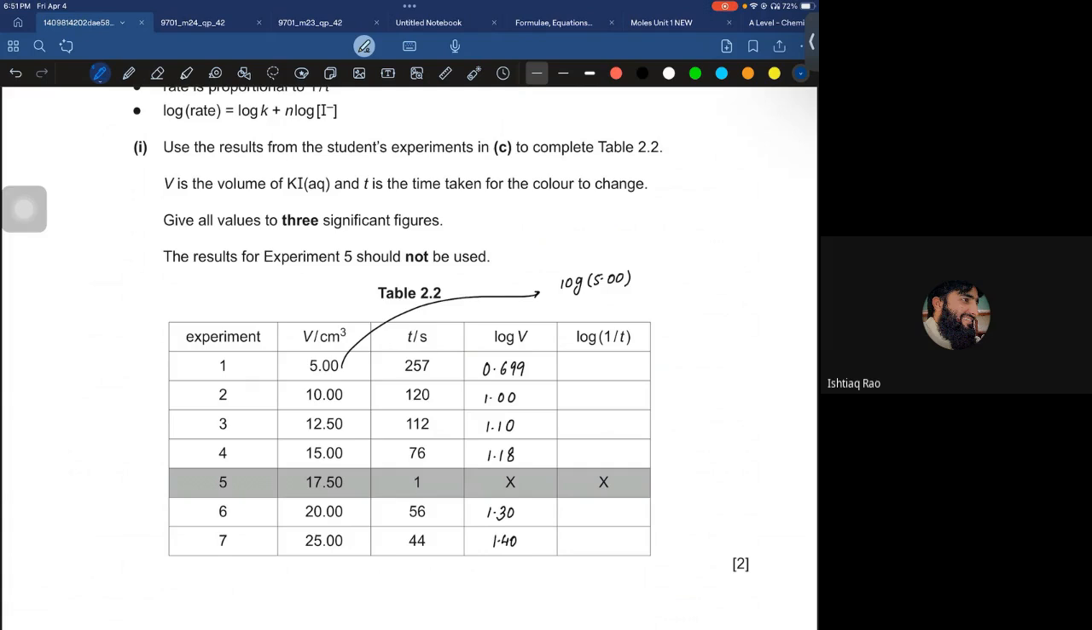Then they are saying log of 1 by t. So of course you have to divide it by 1, like 1 by 257, and take the log. After doing this, you would be getting negative 2.41, negative 2.08, then negative 2.05, then 1.88, then 1.75, and then 1.64. You would be getting these values.